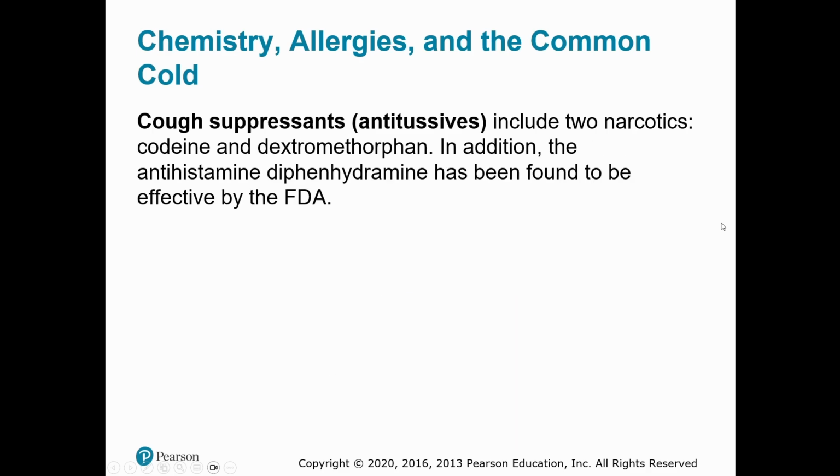Cough suppressants will also contain narcotics such as codeine and dextromethorphan, as well as antihistamines. These combinations of drugs have been found effective at reducing some of the effects of a common cold, such as cough.